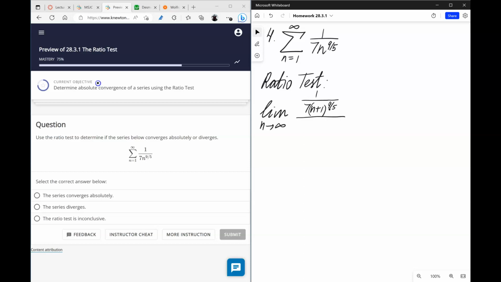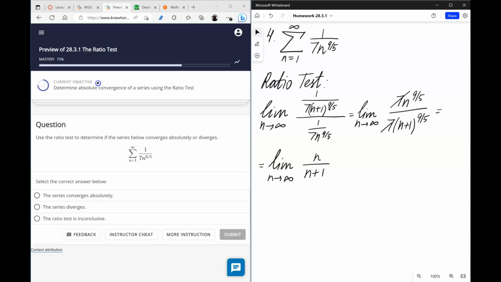over the nth term. So what we see here is n goes to infinity, 7n to the power 9 fifths divided by 7n plus 1 to the power 9 fifths. 7s are cancelled. We have limit of n over n plus 1 to the power 9 fifths. I see. So the test is actually inconclusive here. That's weird. Right, I guess we did see that example in the previous exercise.